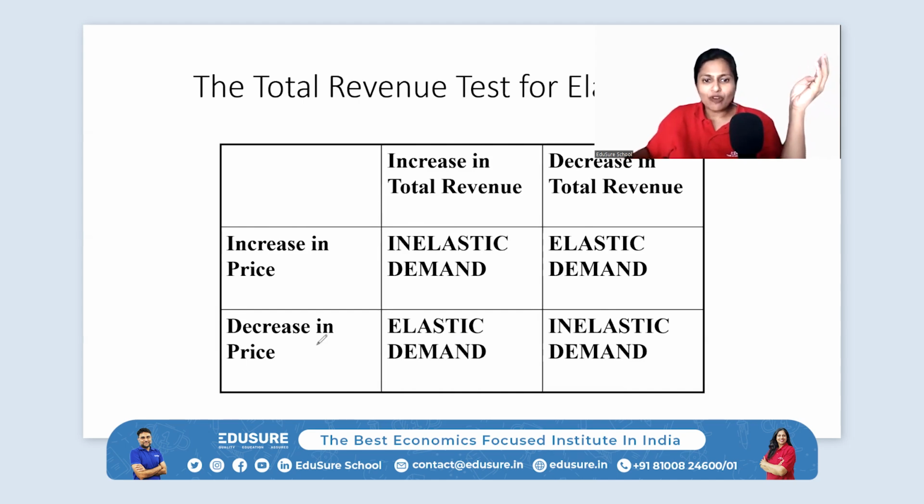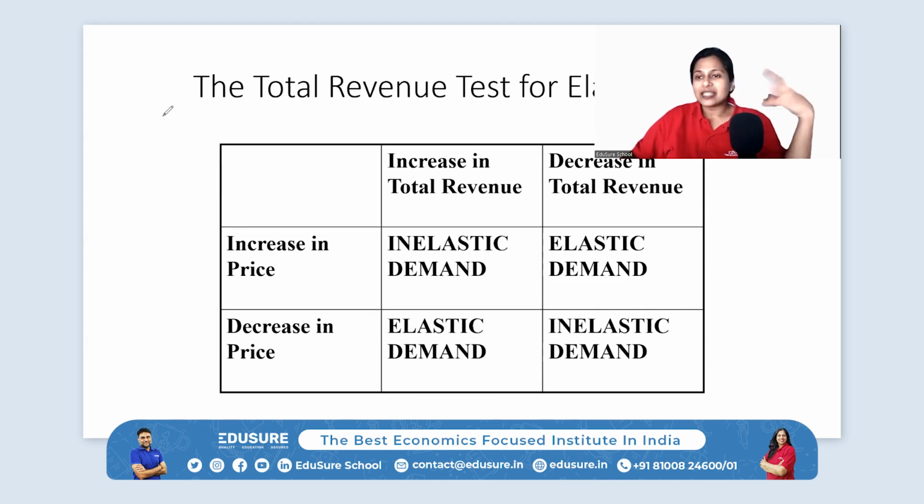When price falls and total revenue also falls, that means when price fell, quantity increased, but not by a lot. So actually total revenue fell, right? So this means that the demand is inelastic. The increase in quantity is not going to be a lot. Okay, so this is the total revenue test for elasticity.